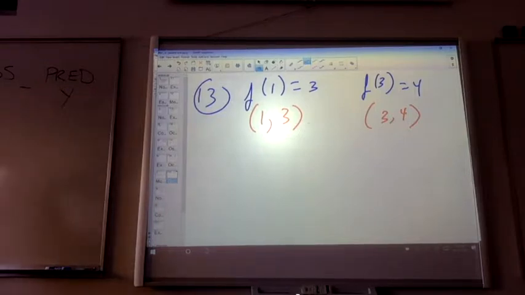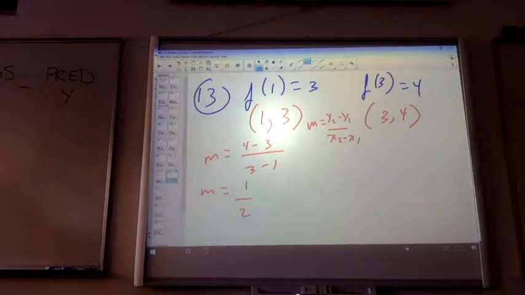Let's find the slope. So the slope equation is this, as a go-to, you need to know. So in order to find the slope, I'm going to go 4 minus 3, and 3 minus 1. 1 over 2. Is that all right so far?